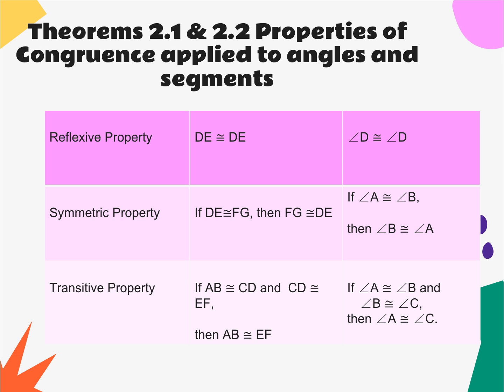So here is my chart. Here are my segments. Here are my angles. Here are the properties applied. Reflexive property is just the same. It's a reflection. It's the same exact thing. It's saying they're congruent. DE is congruent to DE. Angle D is congruent to angle D. Symmetric. Don't forget what symmetric is. Think of it as you have that line of symmetry, and you are switching the order.